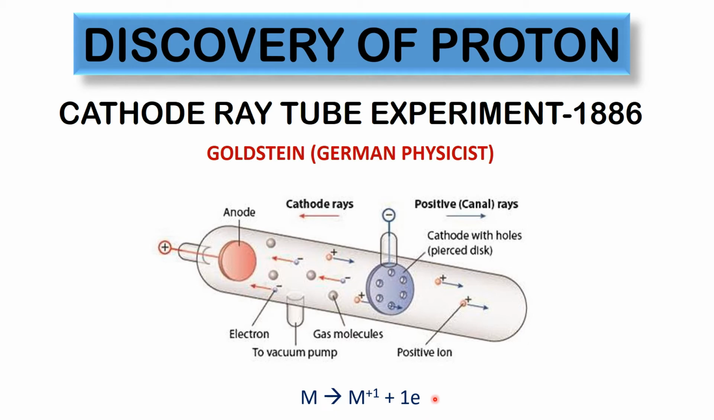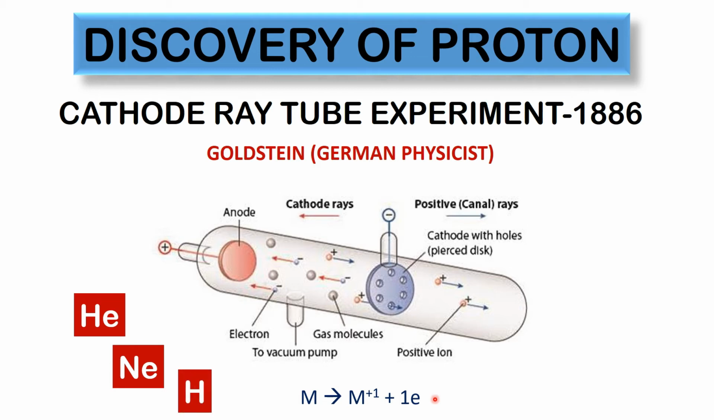We can use different types of gases, like for example, helium gas can be used, neon gas can be used in this discharge tube experiment, or you can also use hydrogen gas. So we can use all of these different gases and convert them into positive ions. Now, when these neutral gas molecules or atoms are converted into positive ions, they obviously will have to move towards the negative electrode, that is the cathode.